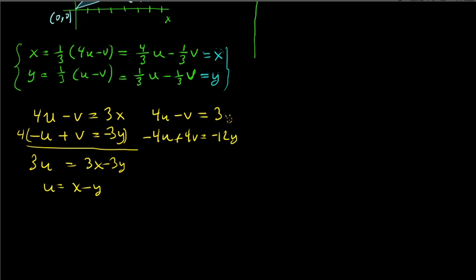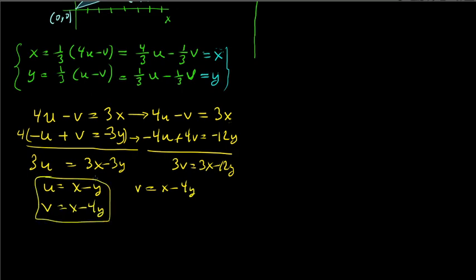This should be an x. It's not 3y. For the first equation, it's just 3x. So I just copied down the first equation. I multiplied this bottom equation by +4, and now when we add them together, we eliminate u, and we get 3v is equal to 3x minus 12y. Divide by 3, v is x minus 4y.